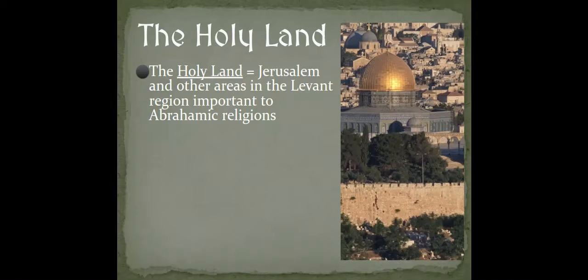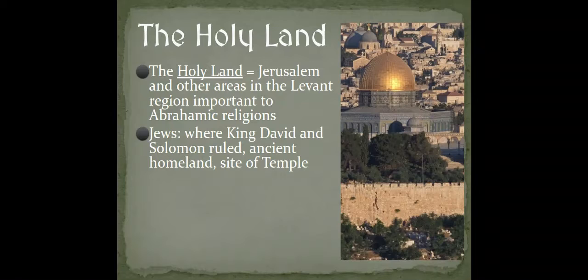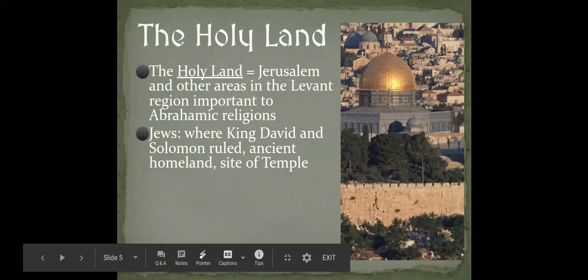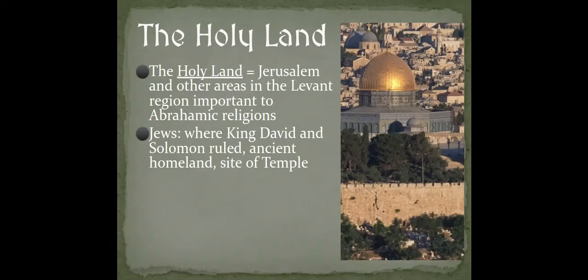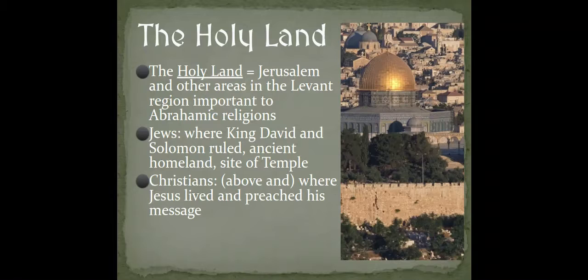To be specific, the Holy Land is the city of Jerusalem and the other areas around it that are important to the Abrahamic religions. Remember, the Abrahamic religions are Judaism, Christianity, and Islam. It's important to the Jews because the Holy Land is where King David and King Solomon both ruled. If you've read a lot of Bible stories, most of them are going to take place right here in the Holy Land. Today we'd call the Holy Land Israel, which makes up a good portion of it. It's the Jews' ancient homeland. It's also the site of the Jewish temple.